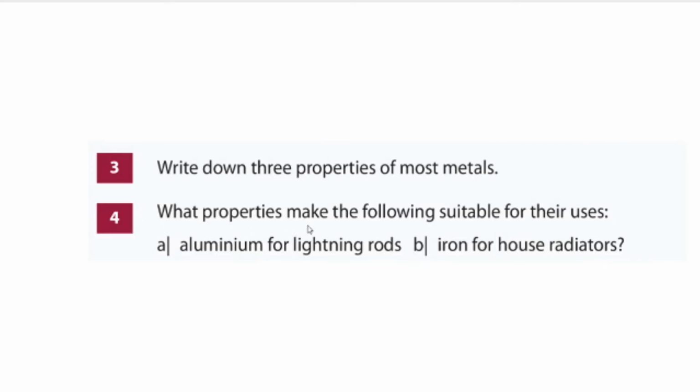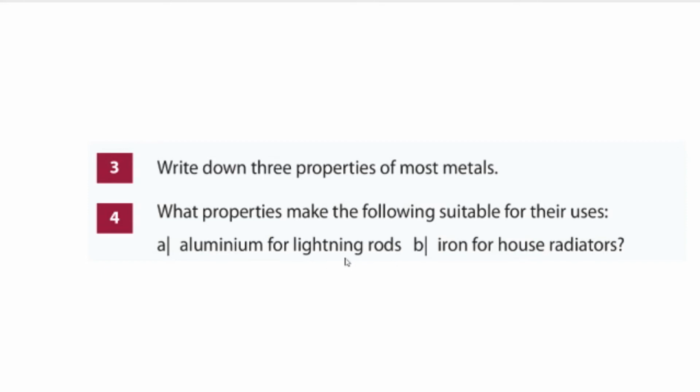Question 4, what properties make the following suitable for their uses? Now remember, we have to be able to say why a particular metal is useful for a particular job. And this is exactly the type of question that would do that. Aluminium being used for lightning rods. You know what a lightning rod is?